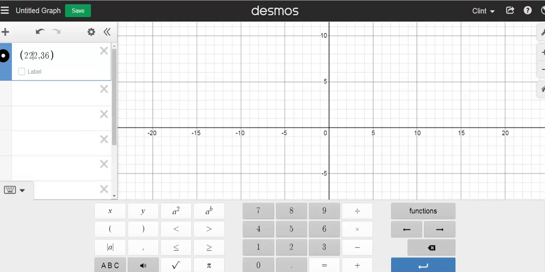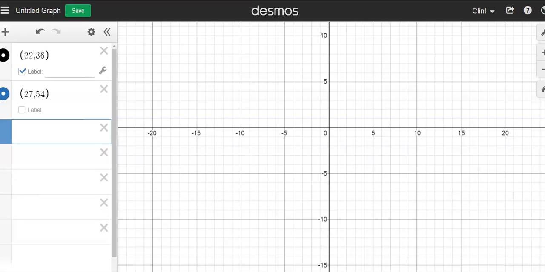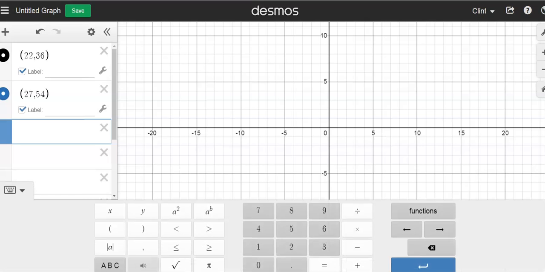Oh, right there. So 22, 36, that dot's on there. We can't really see it. Then we had 27, comma, I think it was 54. And then our next one, I'm going to tell it to label it. Our next one was 32, 72. So 32, comma 72, boom, and we're going to label that one.